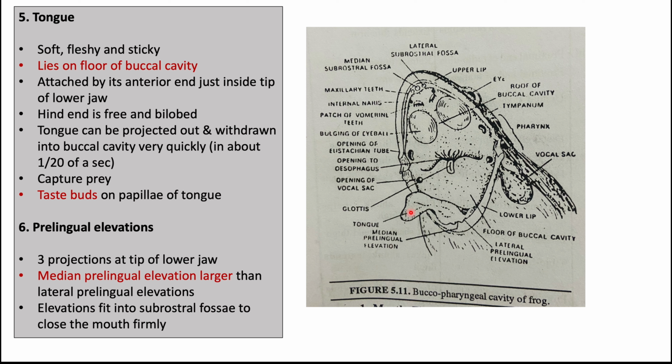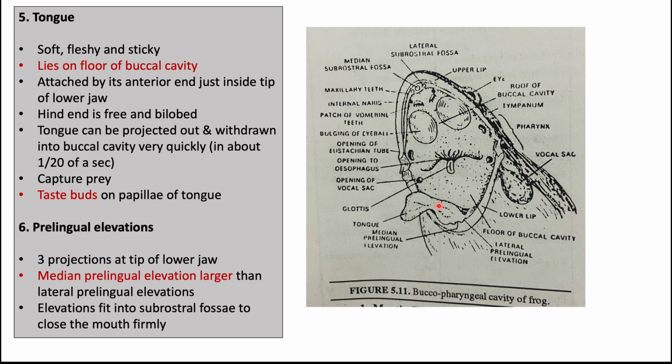It can move freely up and down, left and right. This tongue can be projected out and drawn into the buccal cavity very quickly. So the frog can take its tongue in and out very fast, and it helps in the capture of prey, as it is sticky in nature. Also, there are taste buds present on the papillae of the tongue. So taste buds are present on the tongue.